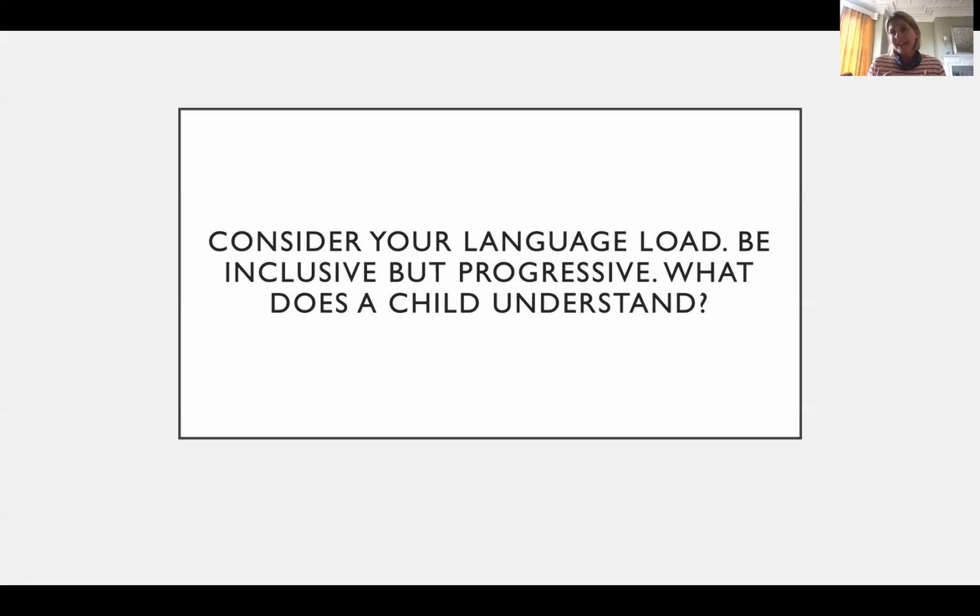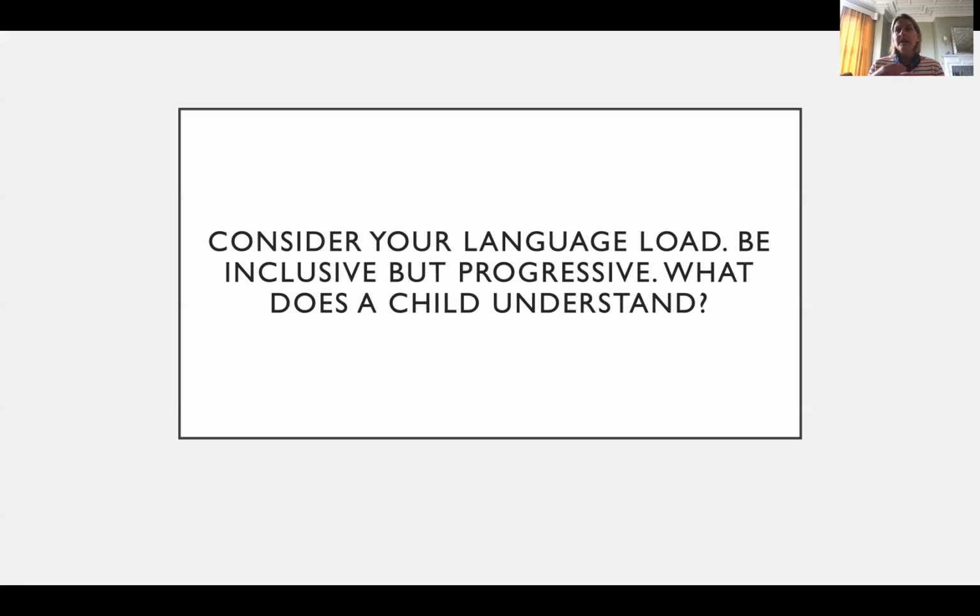So one of the biggest things that I need to think about when it comes to language enrichment is my language load. How much should I say to different children? We will probably all have heard the term simplify your language when it comes to supporting children with language and communication needs. But the big question is, well, how much?